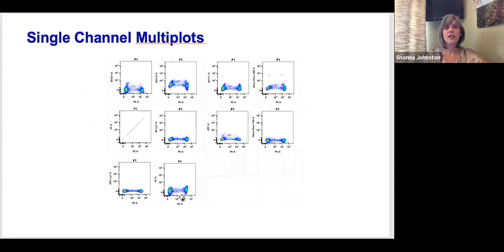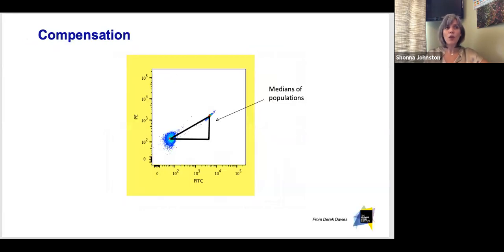So if we have a look here, you can see our single channel multiplots, and that's just allowing us to say that, yeah, what we would expect to see with the compensation actually works with an unmixing. So how does all that actually work in the background? Well, if you look at compensation, the main thing to remember is that you've got two data points and you're essentially moving them into alignment.